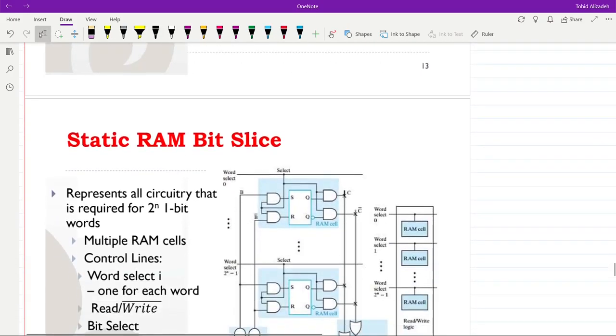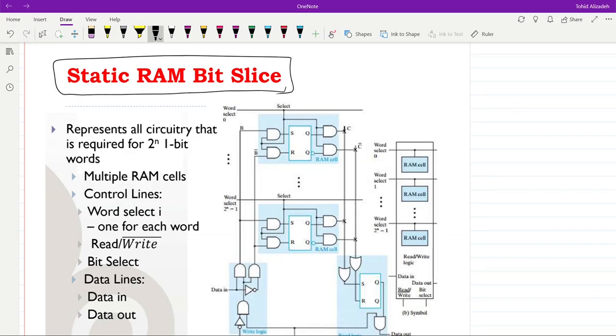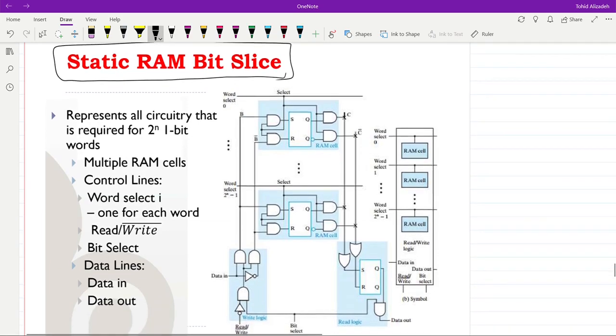Now we can see over here what is called the static RAM bit slice. Basically, we are combining multiple static RAM cells with each other.